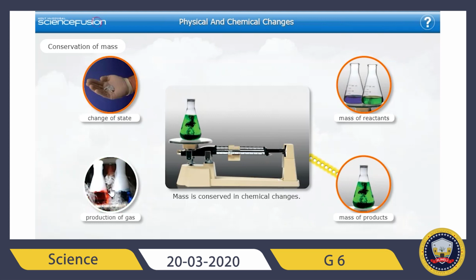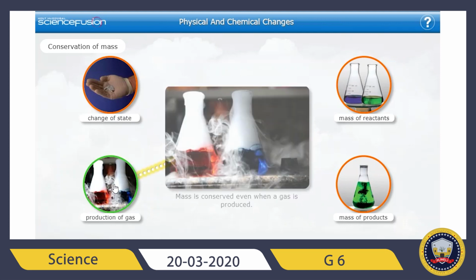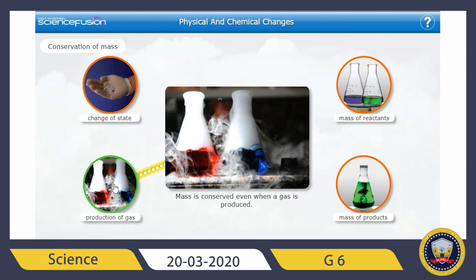And also, sometimes, as we said, chemical changes can produce gas. So if we produce gas, even though the gas will just evaporate into the air, if we are able to hold the gas and also measure its mass, we will understand that the mass of the products will be equal to the mass of the reactants.